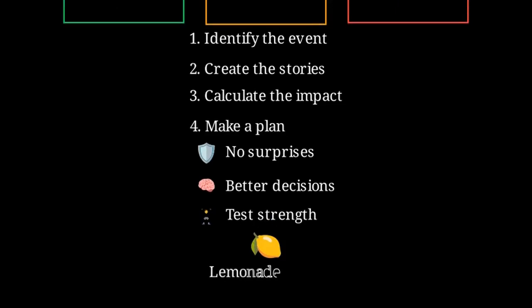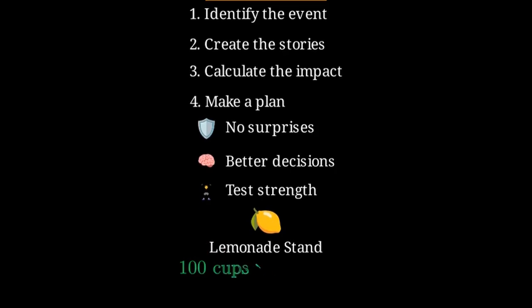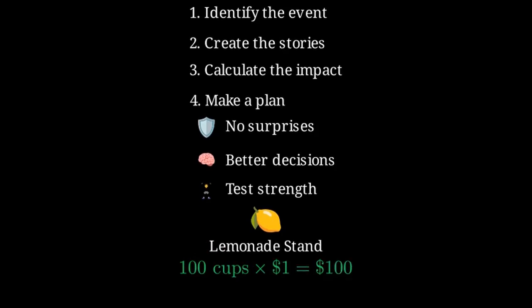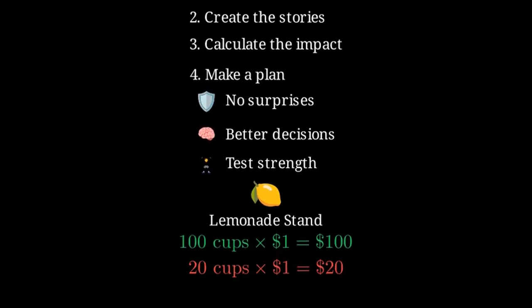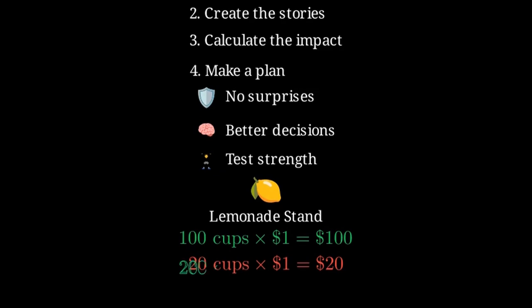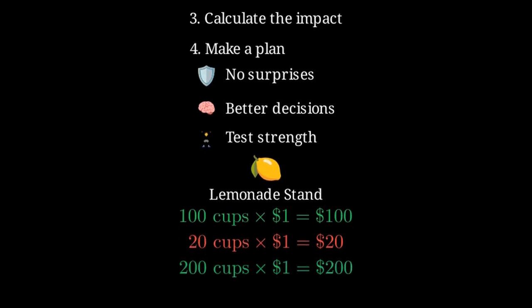Now, a simple math example. Imagine a lemonade stand selling cups for $1. We will compare base case, worst case, and best case. Base case, 100 cups times $1 equals $100. Worst case, rainy day, only 20 cups times $1 equals $20. Best case, heat wave, 200 cups times $1 equals $200.